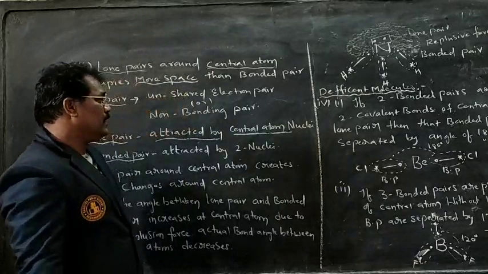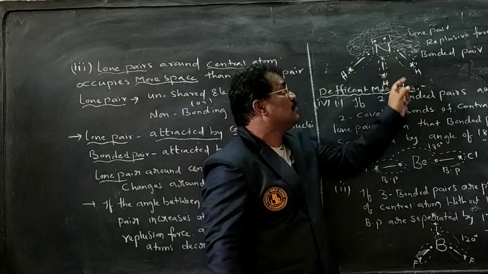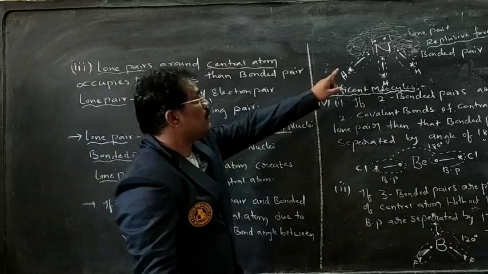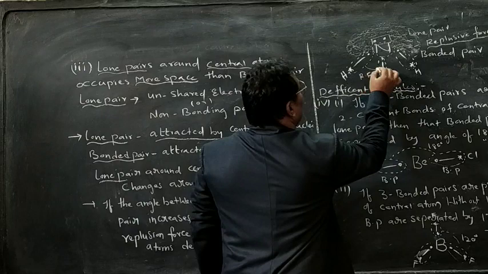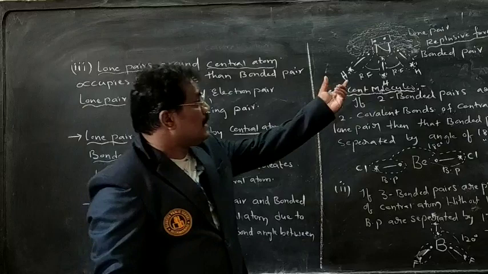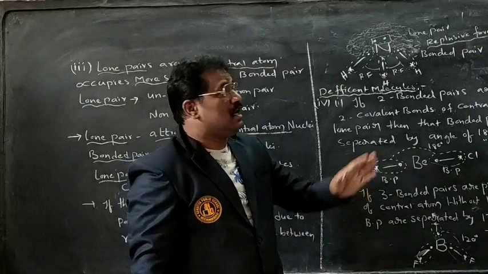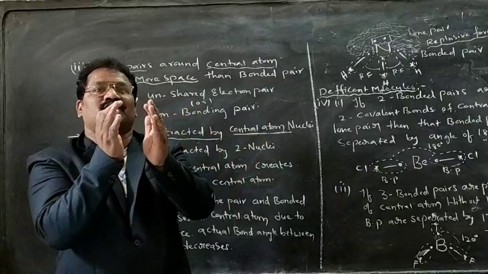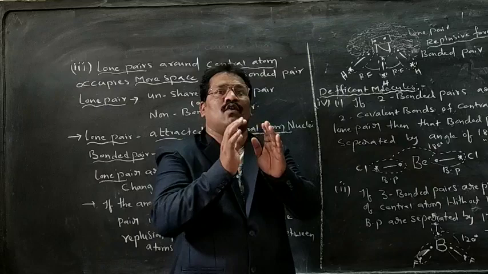So, these lone pairs are creating a lot of repulsion by means of one force. What is that force? A repulsive force around this particular bonded pair also. In between these two bonded pairs also there will be a repulsive force, but that repulsive force will be lesser than that of the lone pair. If lone pair repulsive force is greater and bonded pair repulsive force is lesser, then what happens there? The actual shape of the molecule gets distorted.